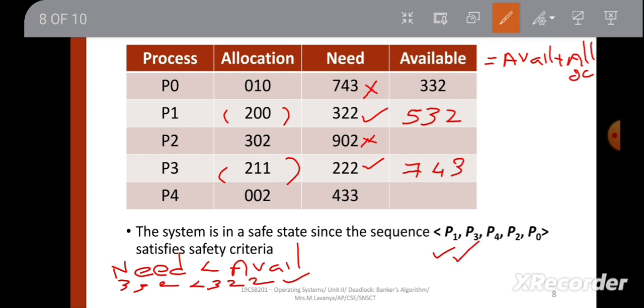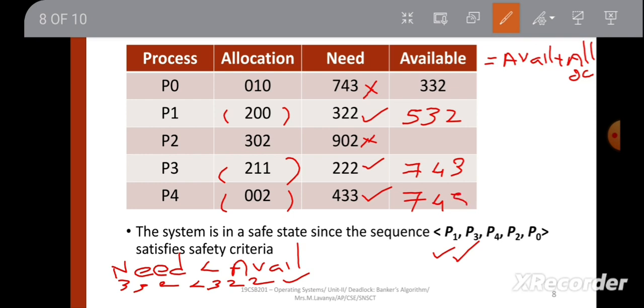After that, we will be checking whether the need of P4 is less than available. Need of P4 is 433. 433 is less than 743. So P4 can be allocated with that resource. After completion, 022 will be freed. So it is added to the available. The current available data will be 745.